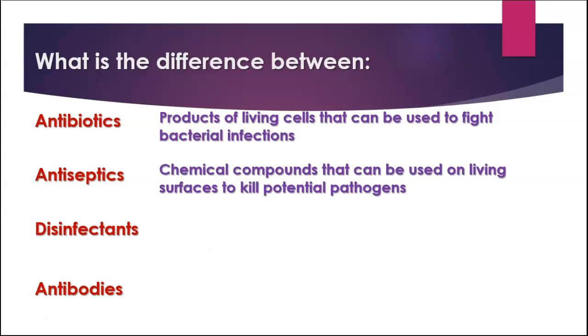Antiseptics are chemical compounds that can be used on living surfaces to kill potential pathogens. For instance, when you go to the doctor's office and you get an injection or a vaccine, what do they do before they do that? They clean your skin with alcohol. Alcohol is an antiseptic that can be used on a living surface to kill bacteria. That way, you don't have to worry about them also injecting bacteria underneath the skin. Bacteria that might be harmless on the surface of your skin may not be harmless when they're on the inside. That's why they're really careful about cleaning your skin before they do an injection.